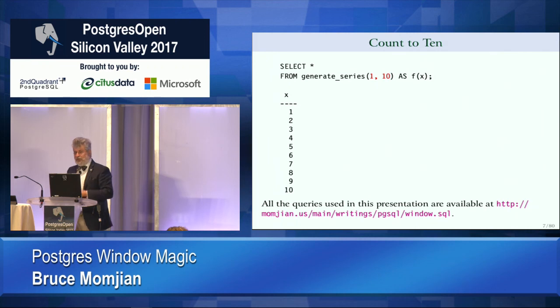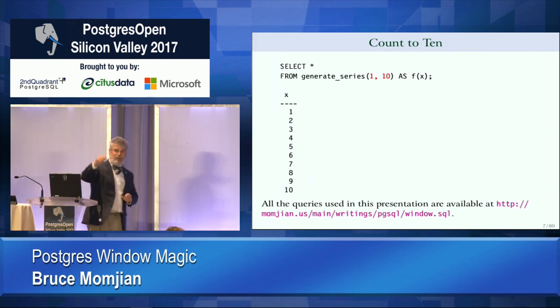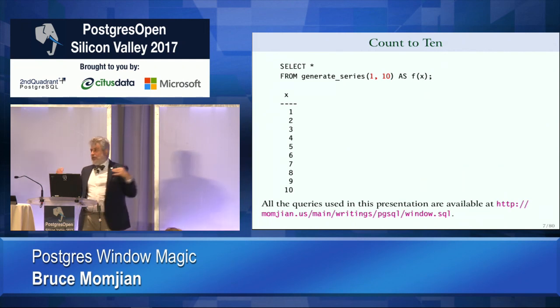I'm going to start setting up a little test environment here. I'm using a select call to generate_series. As you can see, it's counting from 1 to 10. Very easy to understand. And again, the SQL that is part of this presentation is actually at that URL right there. So if you go to my website and download this presentation, you can click on that, and it'll download the SQL file.